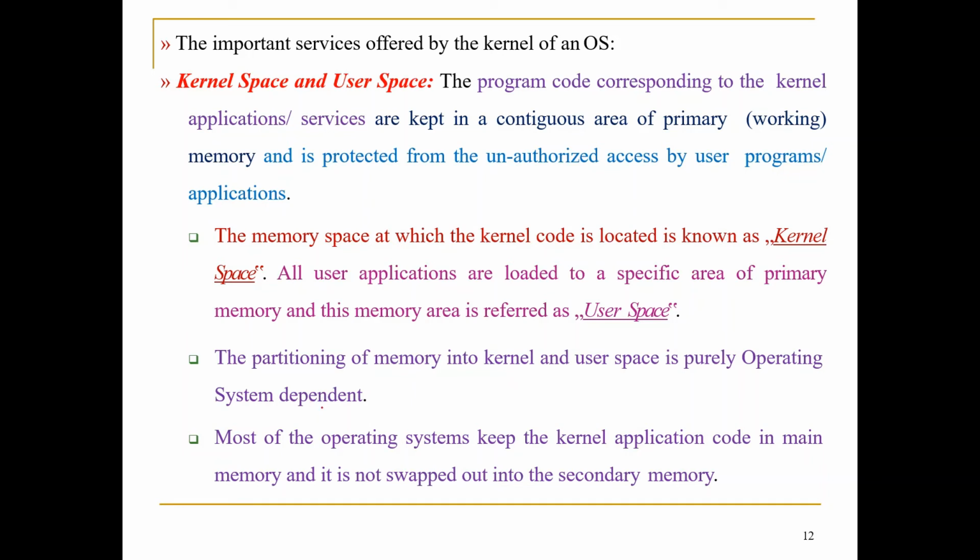It is not that all operating systems will have these two spaces, kernel space and user space. It is purely operating system dependent. Some operating systems may have it and some may not. Most operating systems keep the kernel application code in the main memory and it is not swapped out into the secondary memory, because I want those codes to be as protected as possible. Otherwise you would always need to install your operating system again. Suppose I give the user access to the code of the operating system, then normally he will change it.